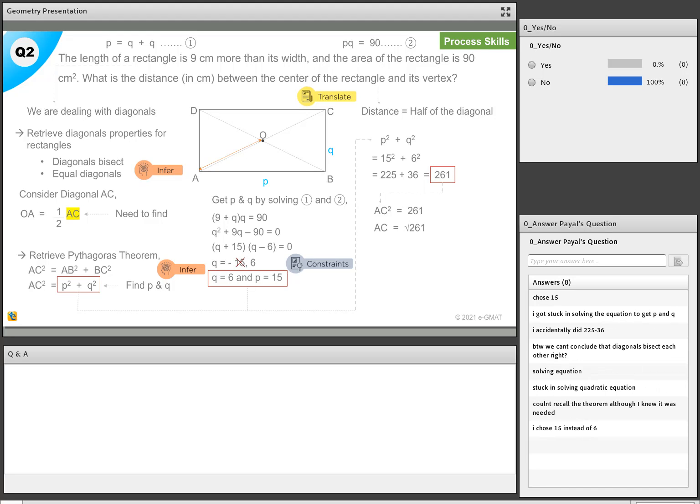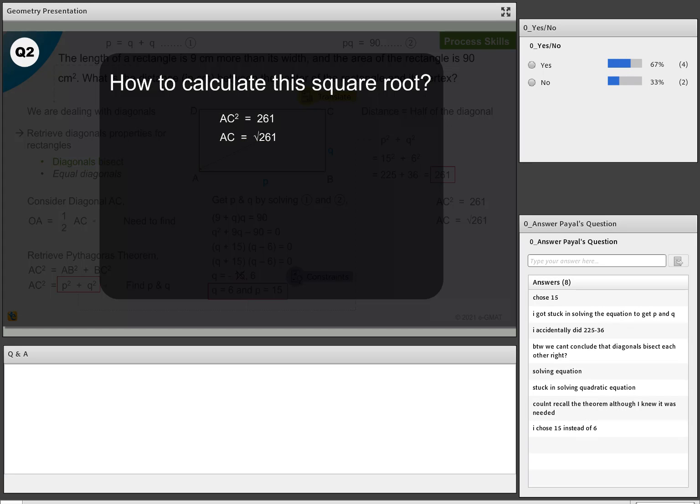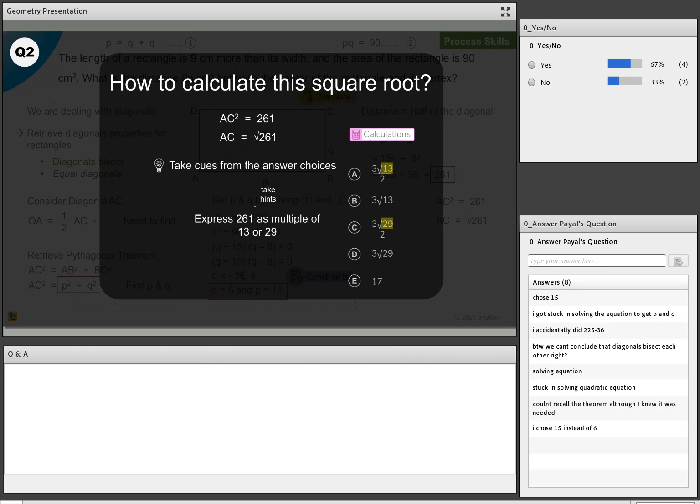Now, how many of you got to the point that AC is equal to square root of 261 but didn't know how to process it? How do I do this square root calculation? The way to do the square root calculation is another best practice: look at the answer choices and take cues from them. Observe that your answer choices have square root of 13 and square root of 29, so you can take that hint and try expressing 261 as a multiple of 13 or 29, whichever is applicable. Don't do trial and error, because if you do, you will get very anxious.